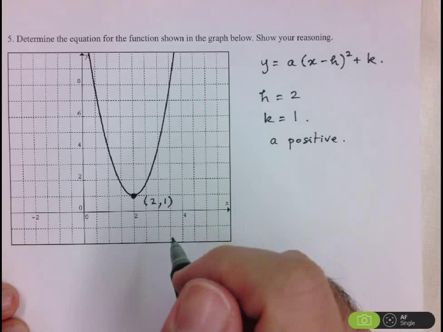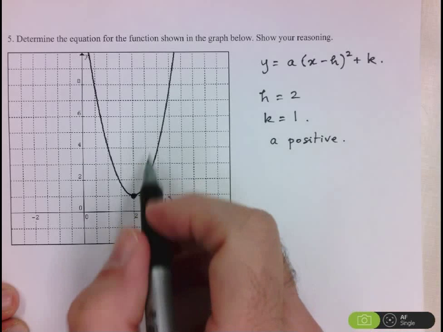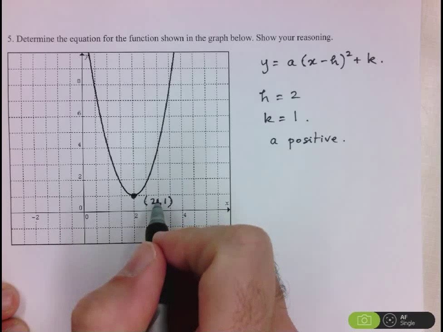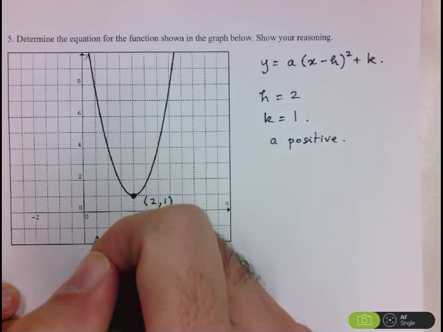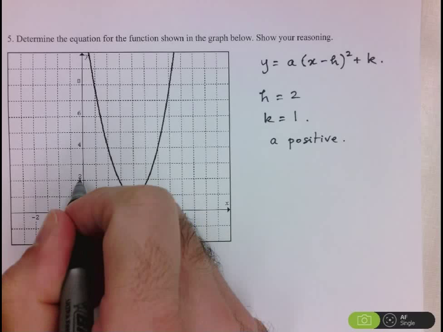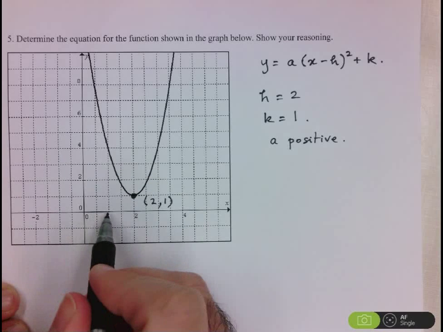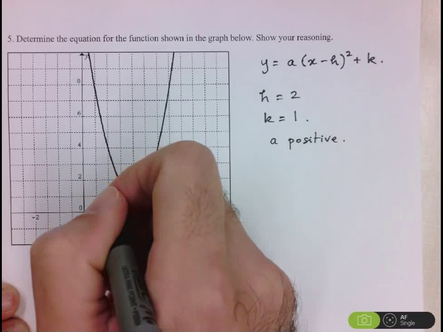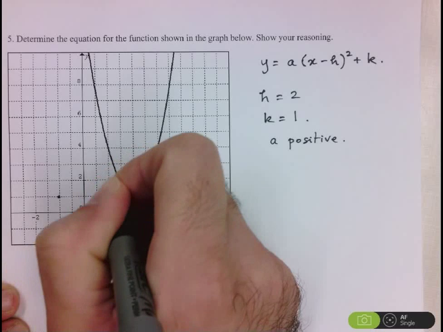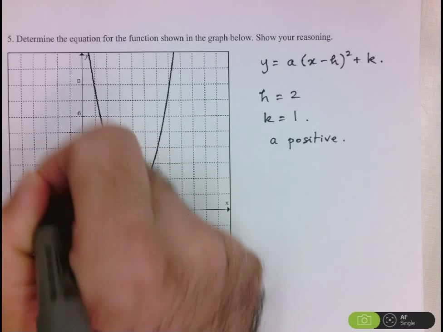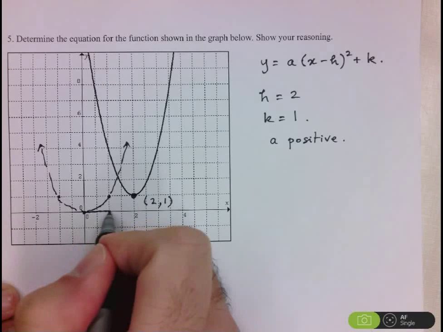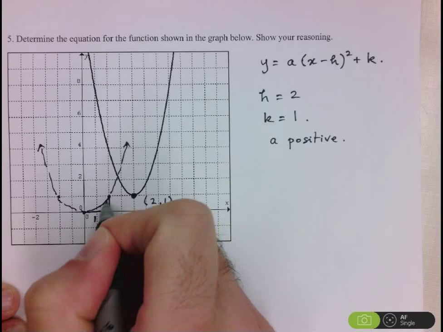Let's remember what our trick is here: we look at the shape of the graph by seeing what happens as x goes up by 1. If we were to draw y equals x squared, be careful here, make sure you look at the scale. Here each line represents 1 unit, but here each line represents half a unit. So if I were to draw y equals x squared, it would look like this. And how does x squared behave? As x goes up by 1, y goes up by 1.